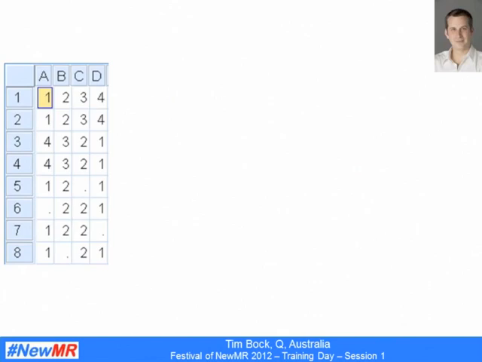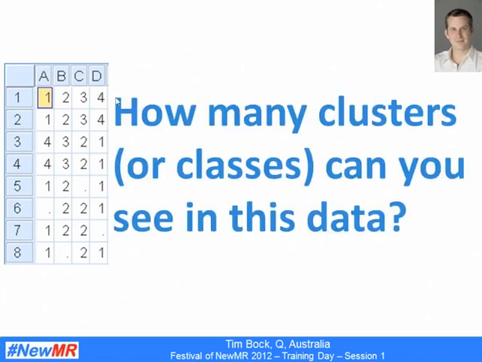I've got here 8 respondents. Each respondent is shown by a row, and I have 4 variables shown by a column. Question for you is, how many clusters or classes can you see in this data? When I look at it, I see the first 2 respondents have got the same basic data, so they form a class together. The next 2 respondents have also got the same data, and they belong in a class together. But the last 4 are a little bit more problematic because they have missing values as shown by the dots.